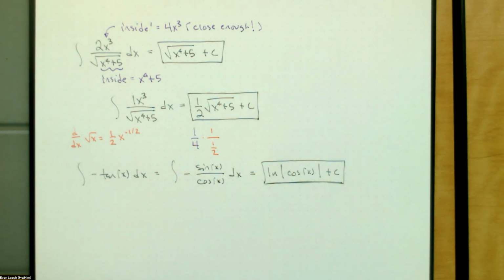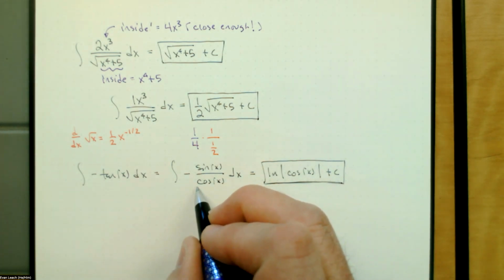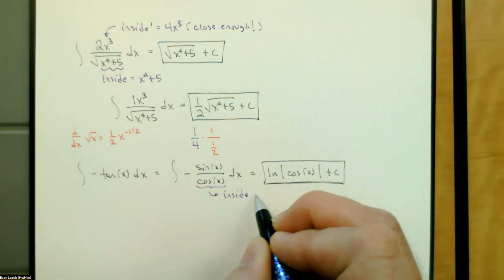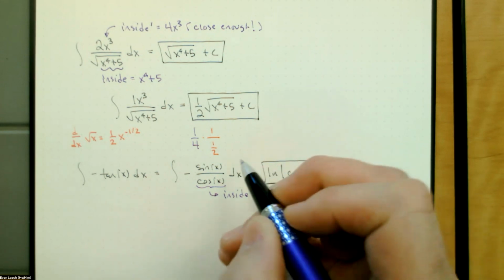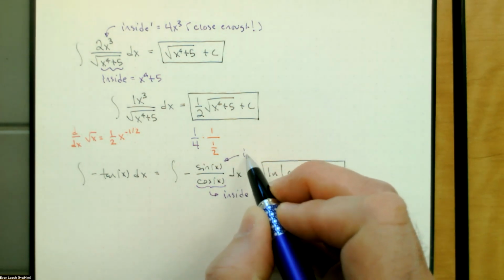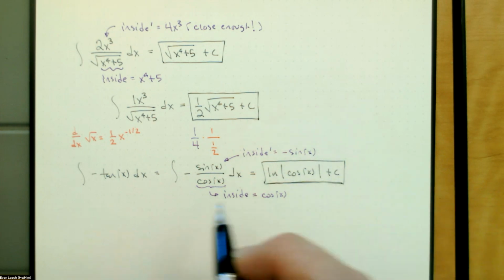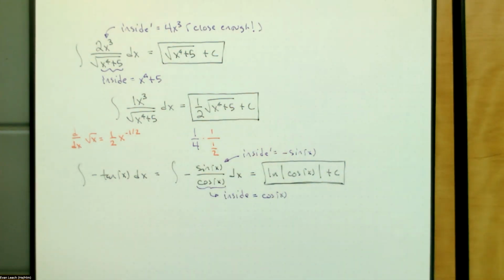This one's a little trickier because we have to look at the tangent, and there's a lot of stuff that's been kind of absorbed when we write the tangent, because we wrote tangent because we saw sine over cosine. If we write tangent as sine over cosine, we can see that the inside is cosine x and the derivative of the inside is negative sine x. So we have all this stuff like we wanted. Cosine x is the inside, and the derivative of the inside is negative sine x.